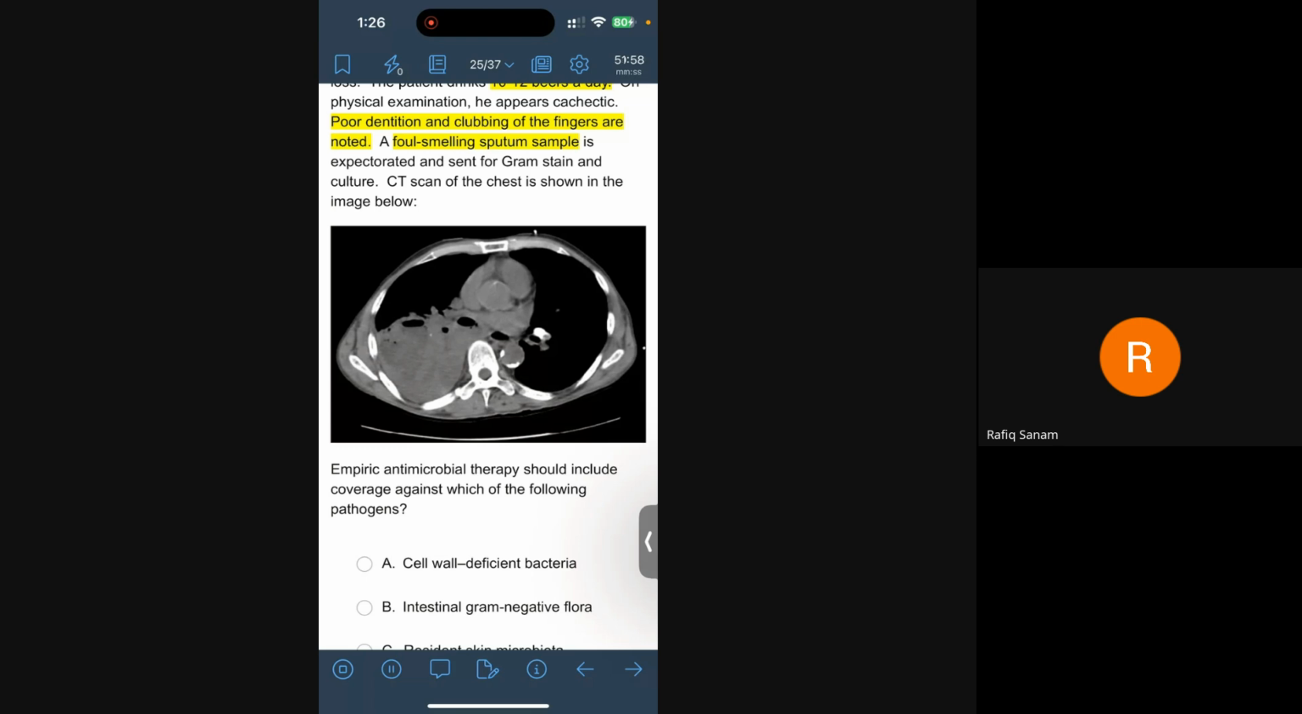Okay, black areas represent what? Air, right? Yes, there is some air within that fluid area. So we call this air fluid levels. Okay, and air fluid levels are seen in what? Lung abscess.